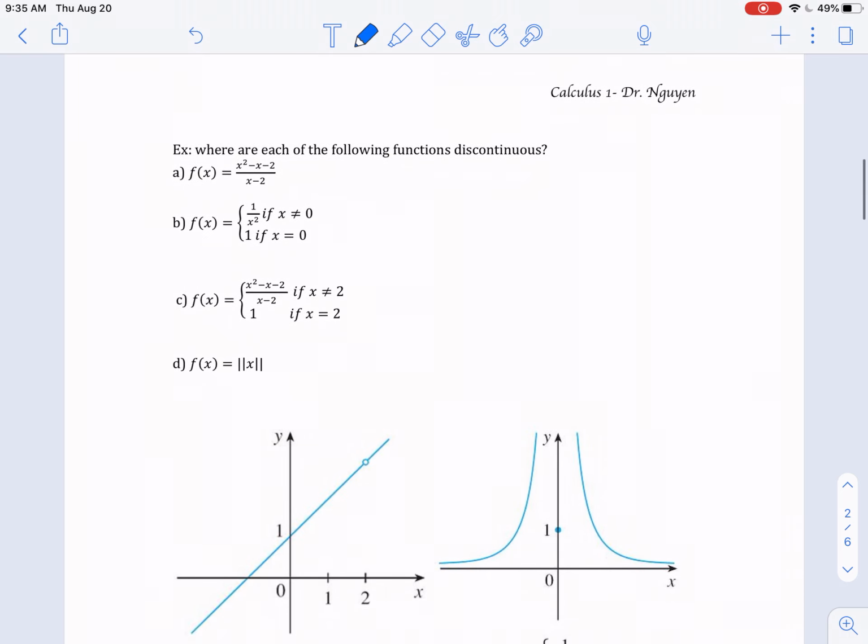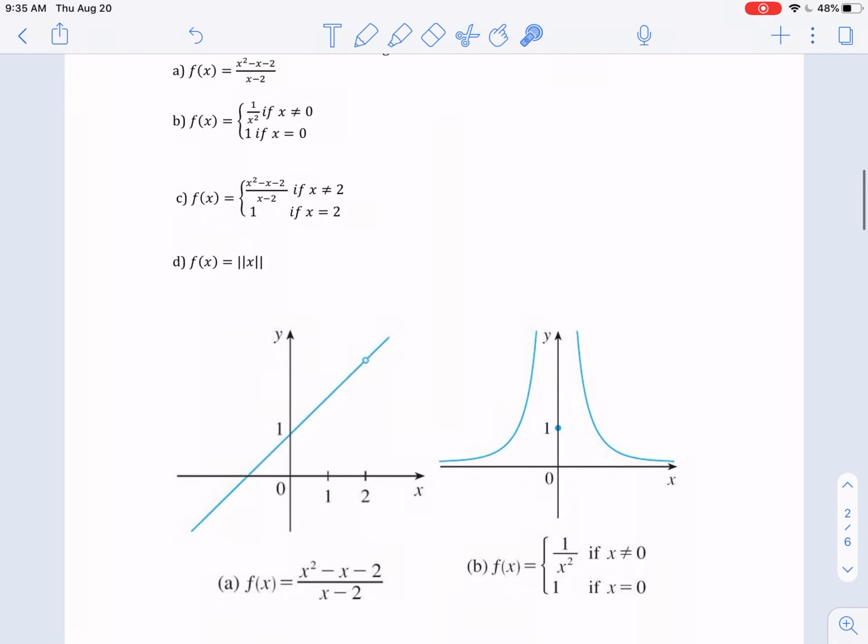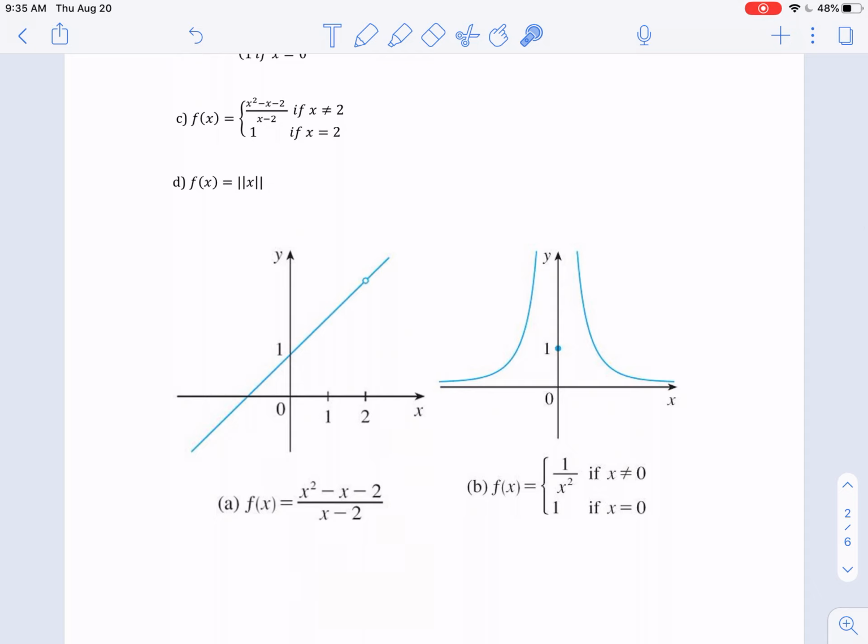So clearly you see right here for part A, x minus 2 is on the bottom. So you can see that there's a hole at 2. So for part A, see right here, that's a problem. So at that point, the function is not continuous, and clearly you can see that x equals 2 will create the problem.